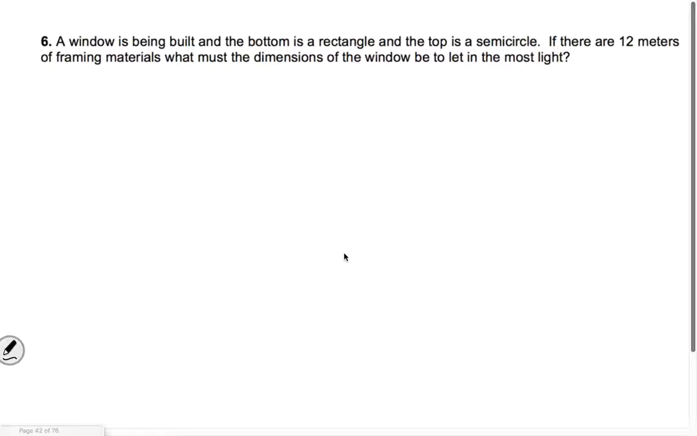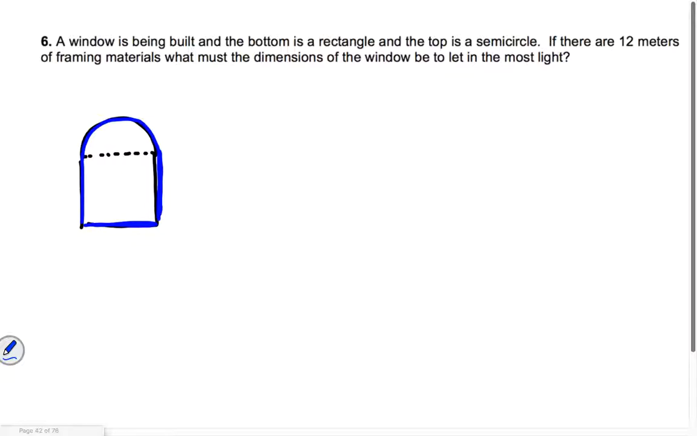All right. So the next one, a window is being built, and the bottom is a rectangle and the top is a semicircle. I don't know if you guys have seen these windows before. This is called a Norman window. What I want you guys to do here is not have this line here and just do a dotted line across. Because we're talking about the framing materials for this Norman window, and if I'm going to frame it out, it's just going to go around this way. Does that make sense? And these Norman windows could be really tall or they could be really wide. It just depends on the window.